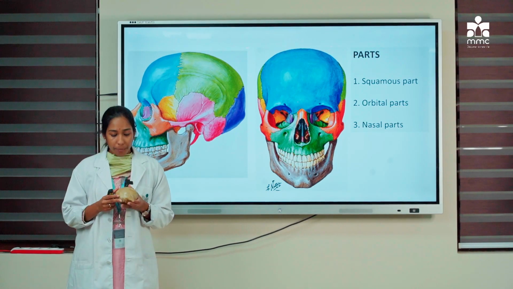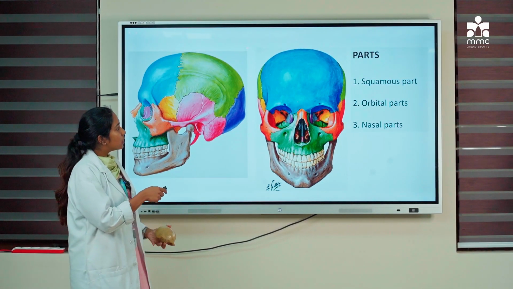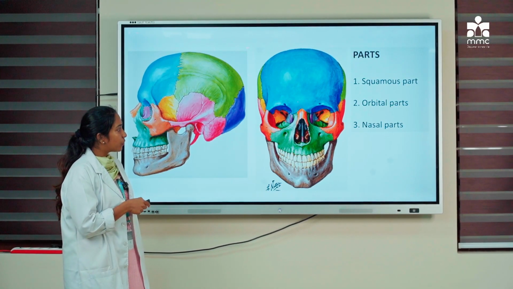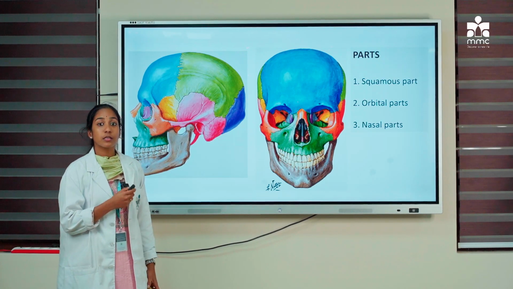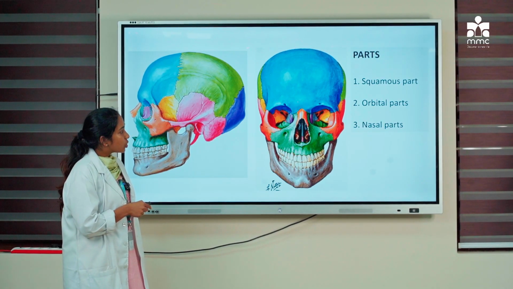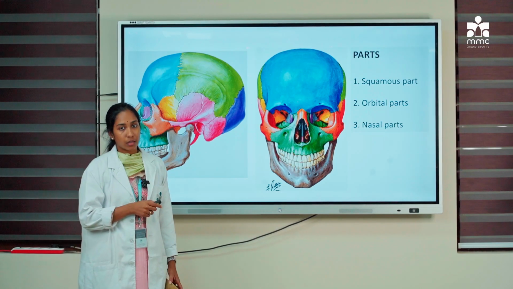It has three parts. The large anterior part present here is the squamous part, the part forming the roof of the orbit is called the orbital part, and the part which extends towards the nose or towards the nasal bones is the nasal part.